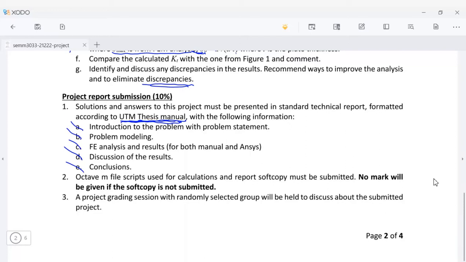A project grading session with randomly selected groups will be held to discuss the submitted projects. I'll pick any random group and call them so that they can explain to me what they did for the project. I need to know if they are really doing it. So this is number 3.